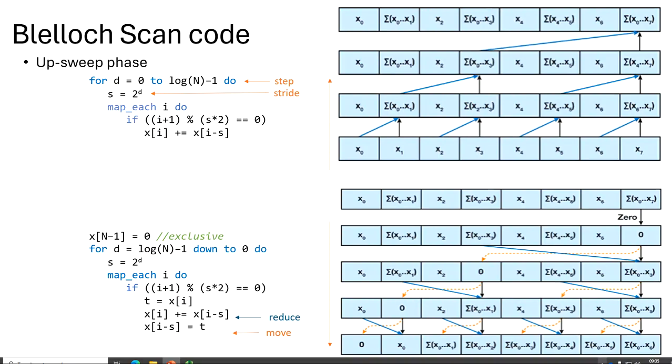So once you know what step you're on and what the stride is, we're then going to do a map. We're going to tell each item to perform the calculation.